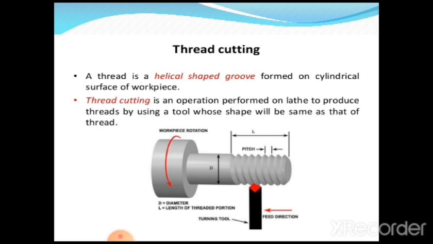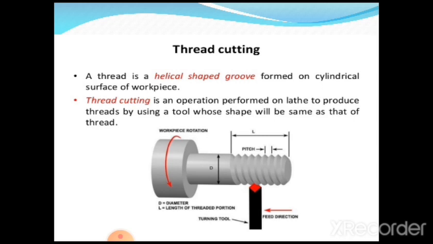Let us define it. A thread is a helical shaped groove. Just as we have discussed, we are repeating it. If you take a ball pen spring as a simple example, inside there is a spring in the form of a helical shape. The same thing is also produced on metals here, formed on the cylindrical surface of the workpiece. Thread cutting is an operation performed on a lathe to produce threads by using a tool whose shape is the same as that of the thread. This is a very, very important concept.